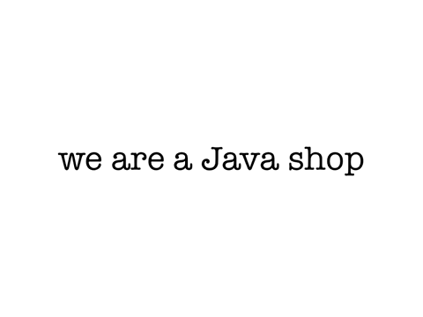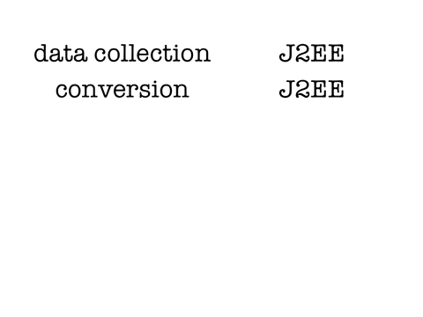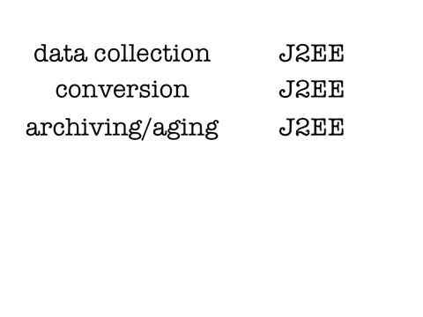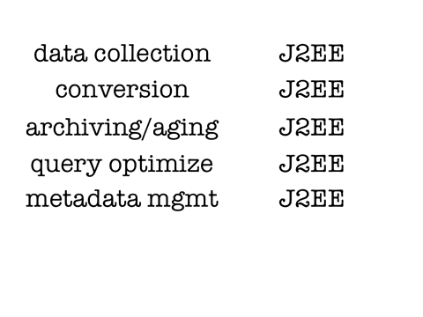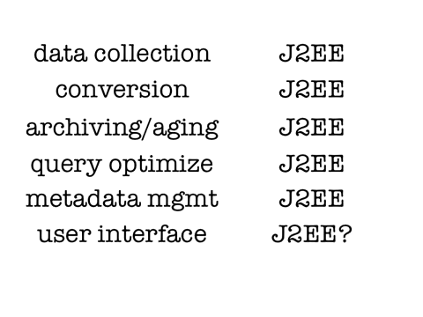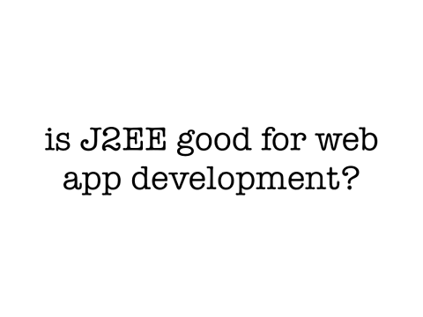Now, we are a Java shop. When it comes to the Enterprise Edition, we're in love. For the data collection, give us J2EE. For conversion of data, we love J2EE. Archive and aging, pass me the J2EE. Optimizing queries, oh, we're all over J2EE. For metadata management, we use J2EE. And for user interface, we use J2EE. The question is, should we?